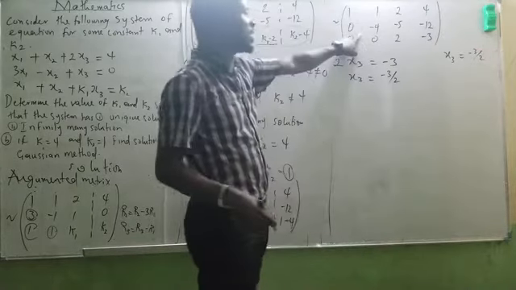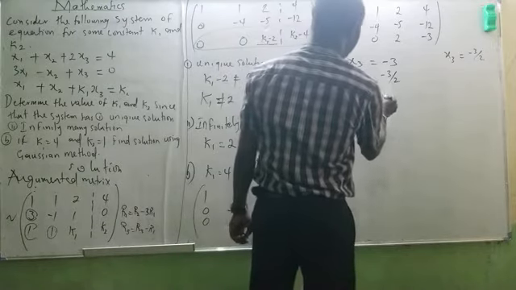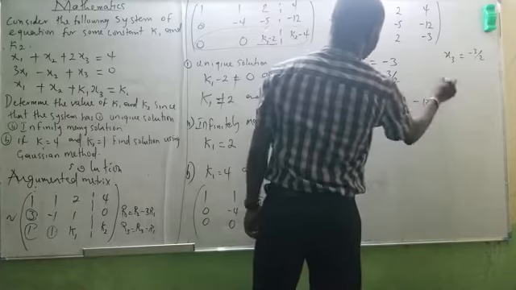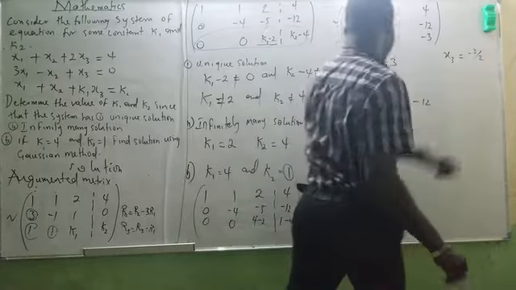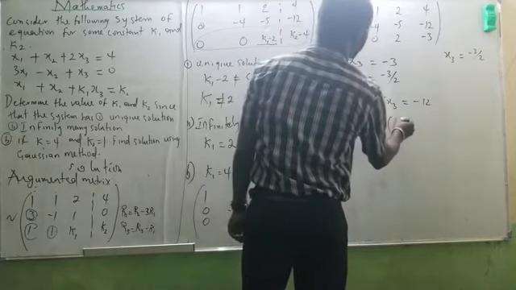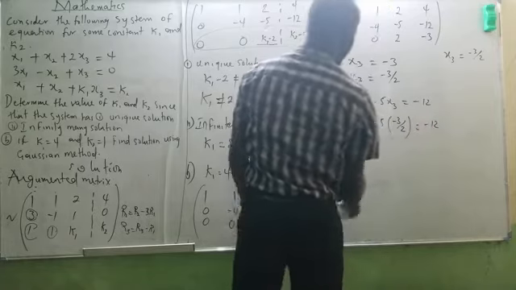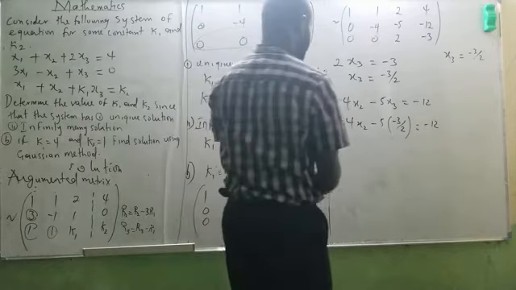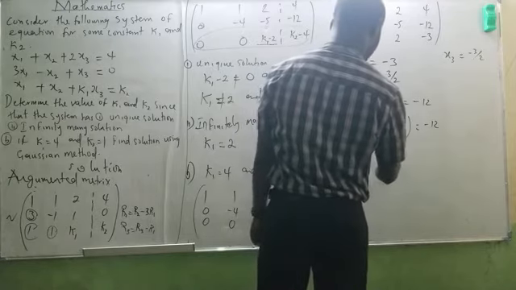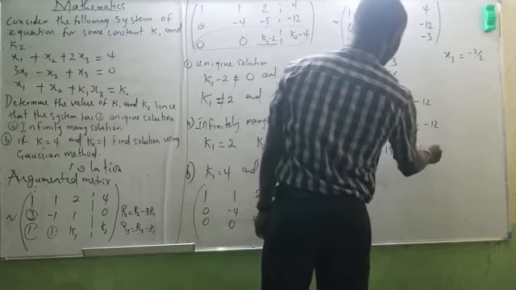I'm using Gaussian elimination method now. Now, it means minus 4x2 minus 5x3 equals to minus 12. Now, what is my x3? This is my x3. Minus 4x2 minus 5 bracket of minus 3 all over 2 equals to minus 12. I think I'll be having 15. I'll be having minus 4x2 plus 15 over 2 equals to minus 12.